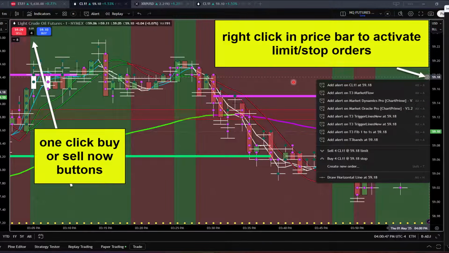To place an order, there's a couple ways you can place an order. You can right-click on the chart and click trade, and then it'll give you the list of what you can or can't do.